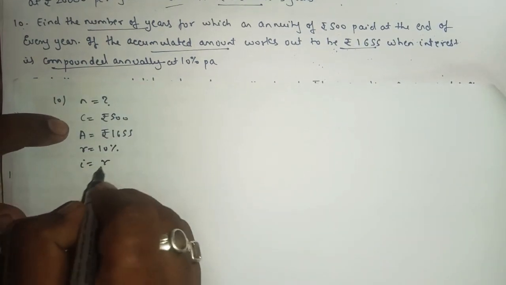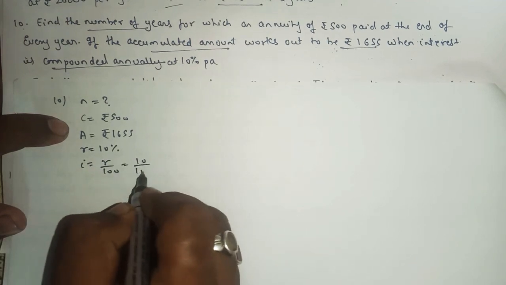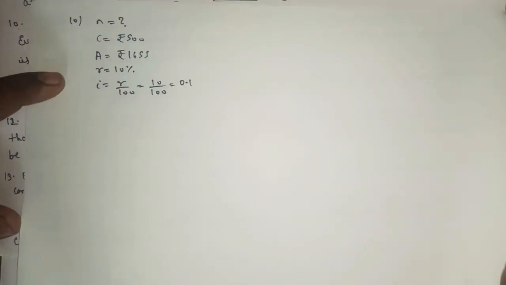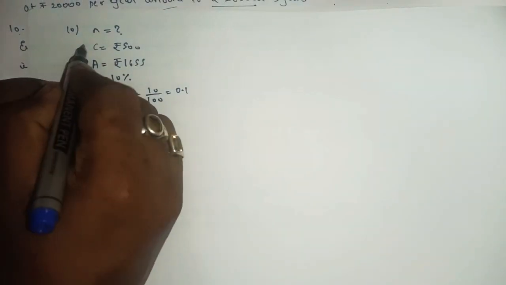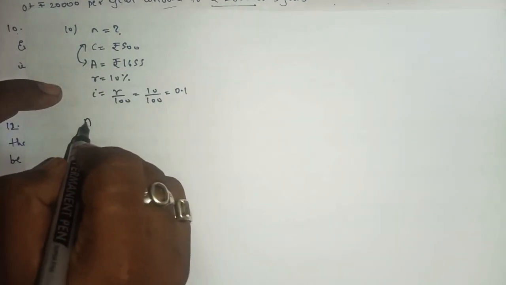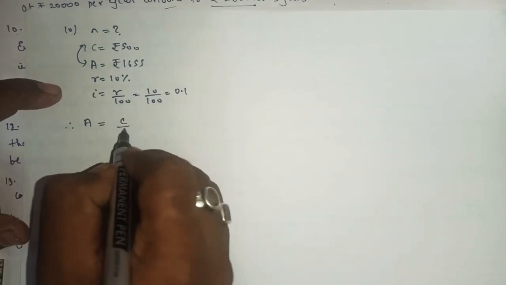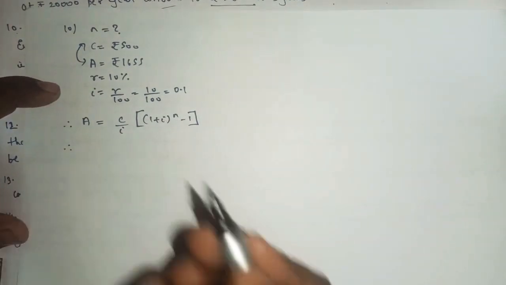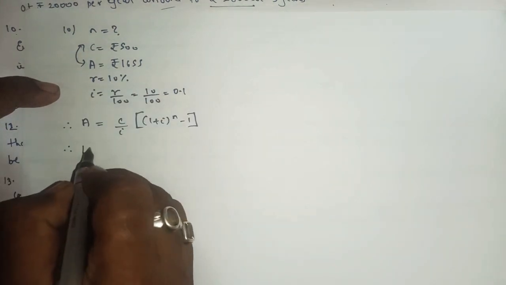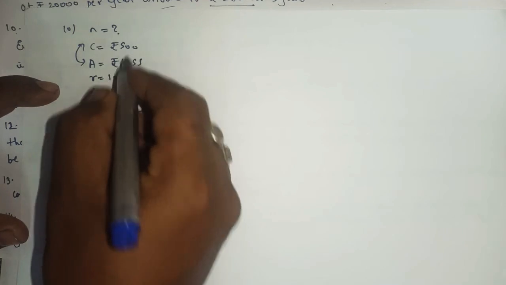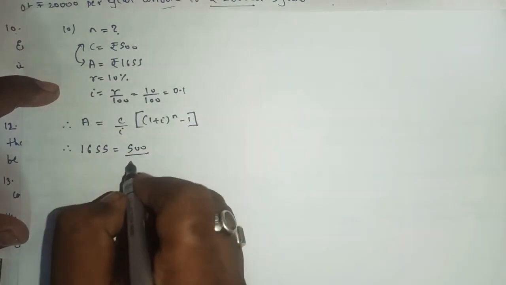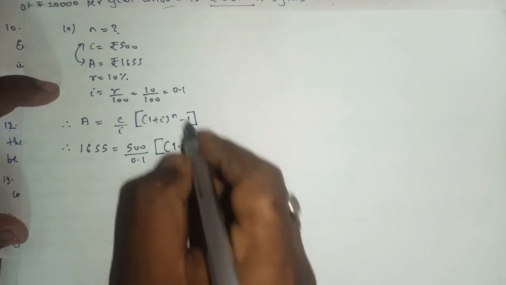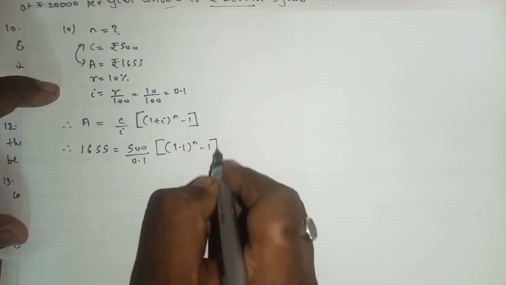So i will be equal to R upon 100, so 10 upon 100, that is 0.1. So for this sum also we have to apply the formula of A, as here we have A and C. So the A and C relation, we know what the formula is: A equals to C upon i, (1 plus i) raised to n minus 1. So therefore A is what? 1655, C is 500, i is 0.1. Okay, 1 plus 0.1 will be 1.1 raised to n, minus 1.